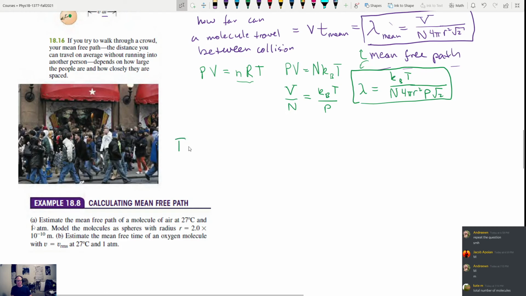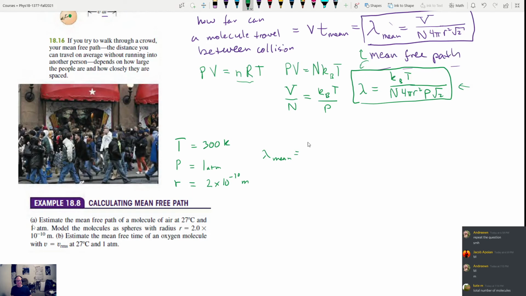So we have a temperature of 27. We add 273 to that to get 300 Kelvin again. We have a pressure that's equal to 1 atmosphere. And we say that the radius of our molecules is 2 times 10 to the minus 10 meters. Very tiny distance. It's 0.2 nanometers. Super, super small, but molecules are small. It says to find the mean free path. So let's do it. Mean free path is, we're probably going to use that equation, right?